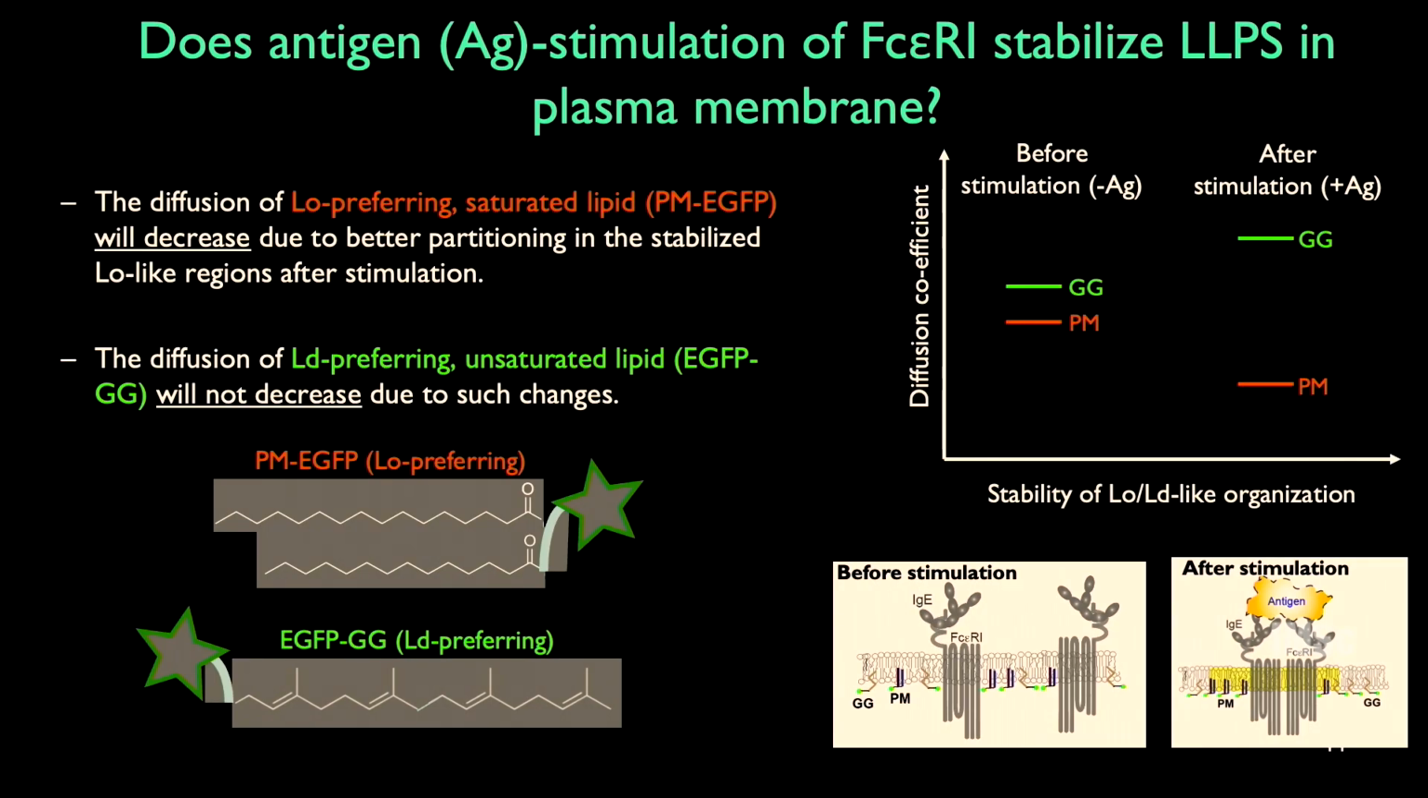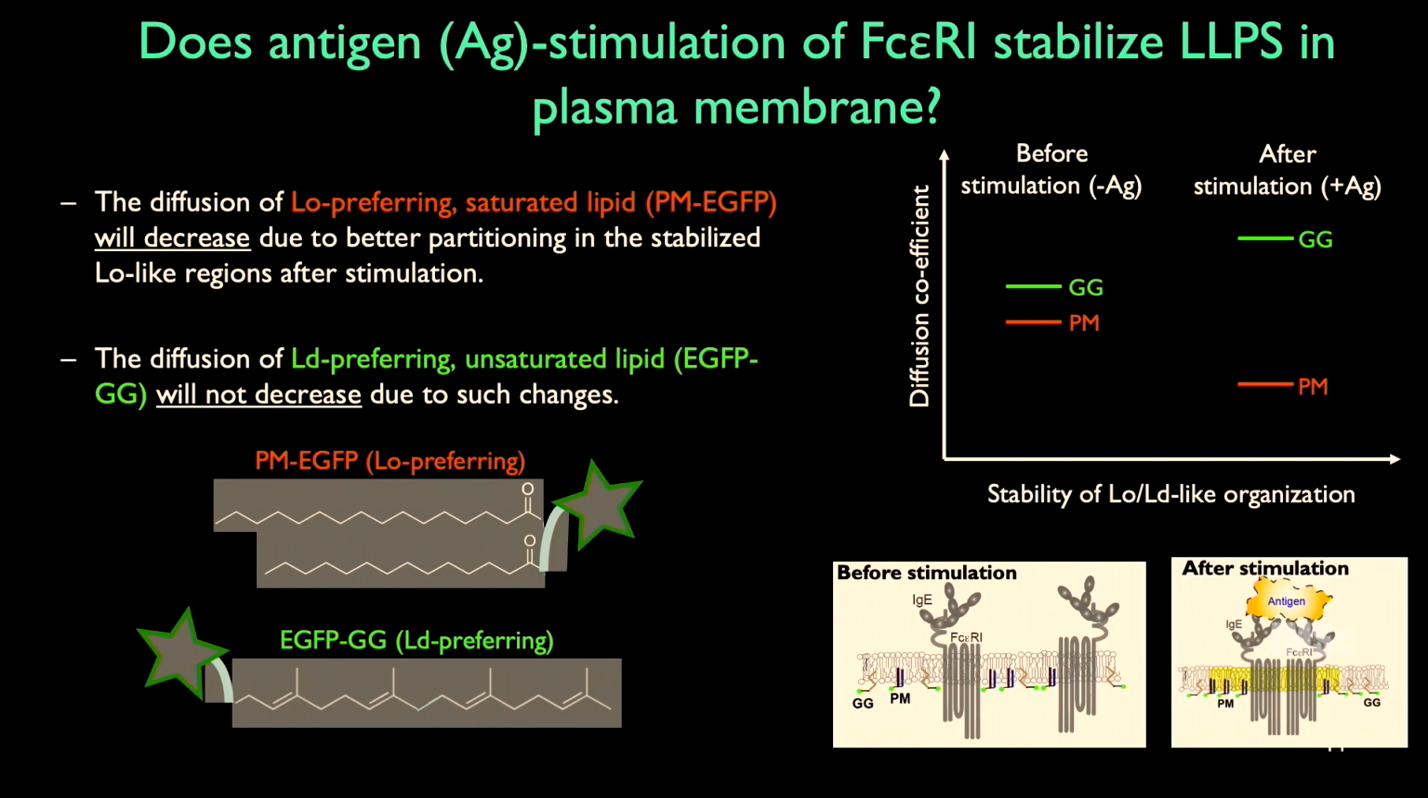Now, the next question is, my original hypothesis was that somehow after clustering there is a stabilization of ordered and disordered regions. Around the cluster there is an ordered region. So how do we test that? We again go back to our standard probes, a saturated probe and an unsaturated probe, and let's say this is their diffusion constant to start with. Of course, the saturated probe will have a little bit slower diffusion than the unsaturated probe.